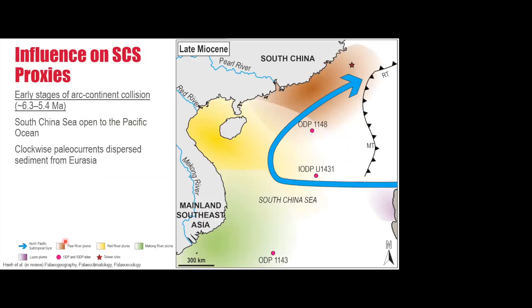Prior to the emergence of modern Taiwan, the South China Sea was also open to the Pacific Ocean. And paleocurrents share the same circulation pattern as the North Pacific subtropical gyre, with a dominant clockwise flow direction. And sediment deposited in the South China Sea during this time would reflect provenance from the Eurasian margin and dispersal by these Paleo-South China Sea currents.